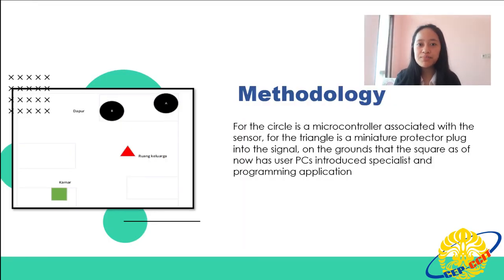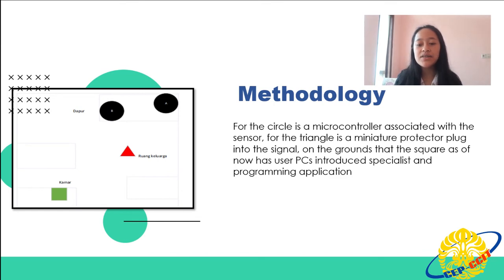Now I'm going to explain the methodology of the fire indication system using microcontroller in smart home. In this examination, the MQ135 is used as a sensor for identifying fire and smoke in the house, and then the information from the sensor will be observed by a programming application, and then the information may trigger the buzzer, and the buzzer will set off automatically.